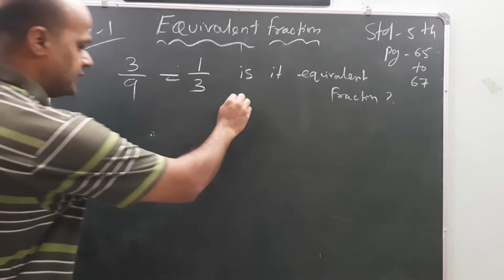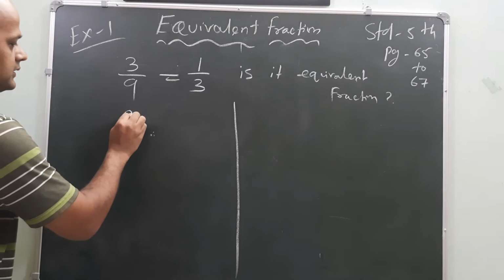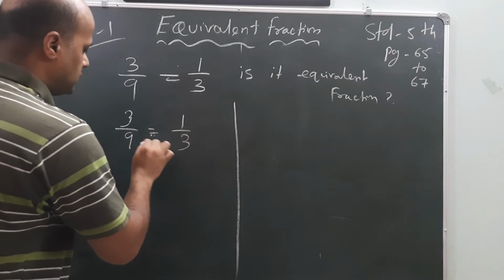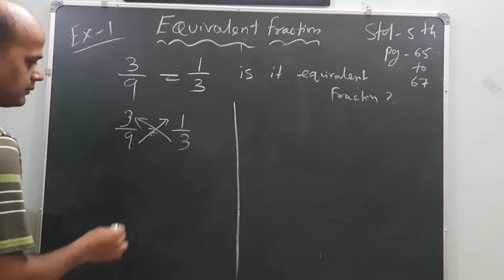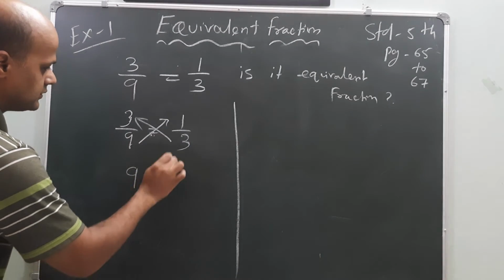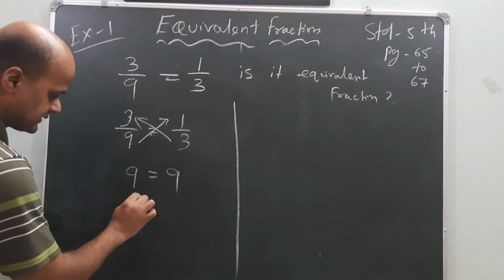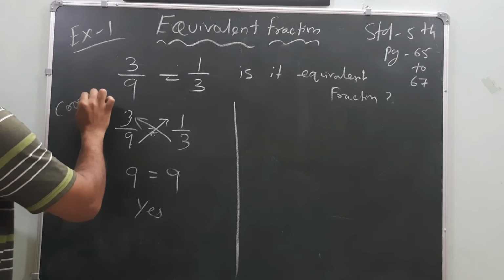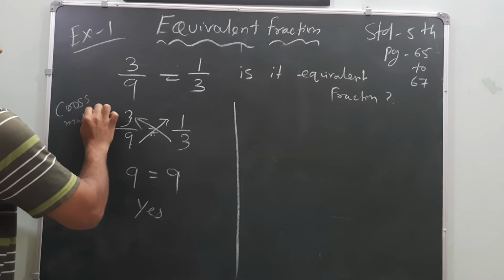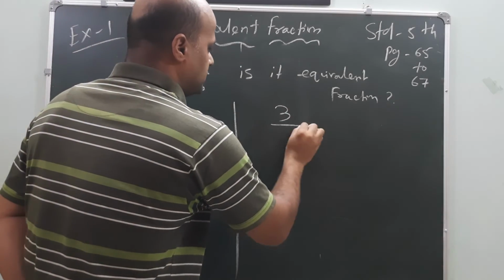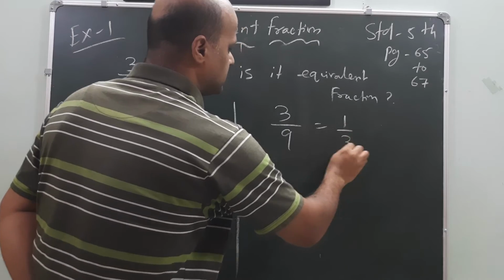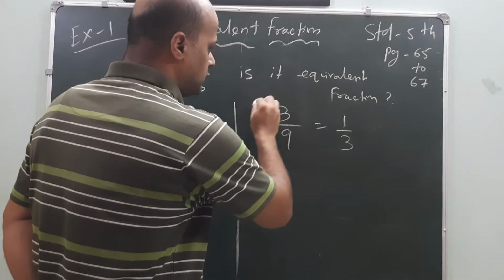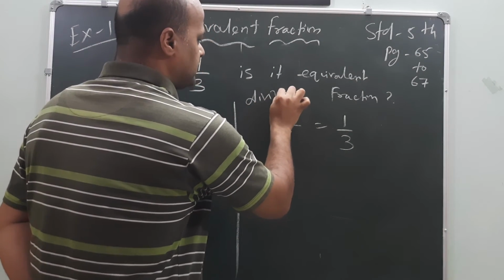Two processes are there. What is that? We have already read it: cross multiply these two. 9 into 1 is 9, and 3 into 3 is 9. The process is called cross multiplication. 3 by 9 is equal to 1 by 3. The second one is called the division process.